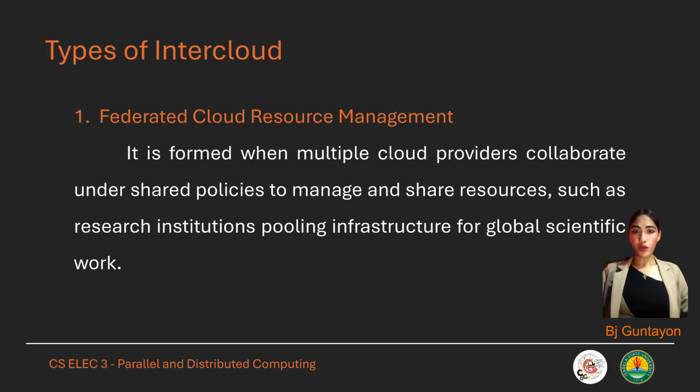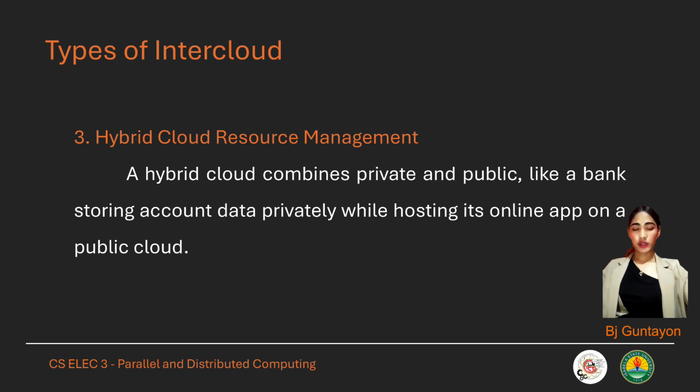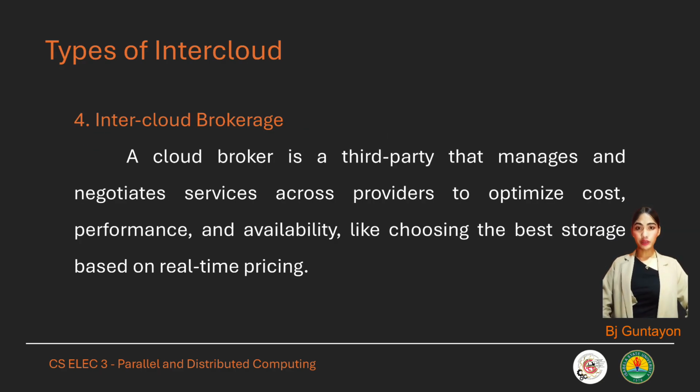I will present the Intercloud Resource Management. There are four types of intercloud resource management. First is the Federated Cloud Resource Management: a group of clouds collaborates under shared policies and agreements. Second is multi-cloud resource management: using multiple cloud providers without direct interaction or integration between the clouds. Third is hybrid cloud resource management, combining public and private clouds with orchestration to move workloads. Fourth is brokerage: a third-party broker manages and negotiates cloud services to provide optimized cost, performance, and availability.